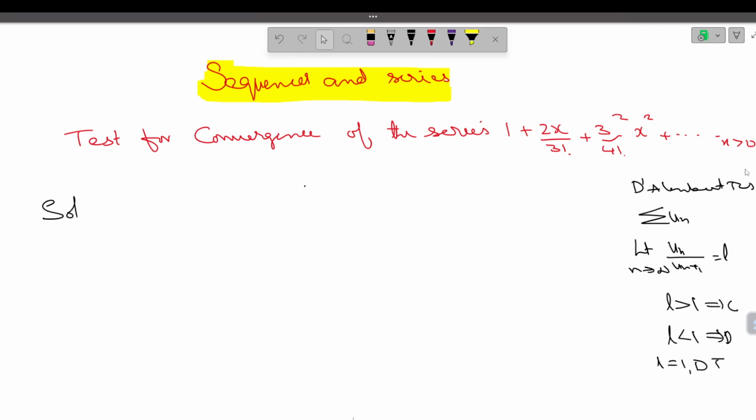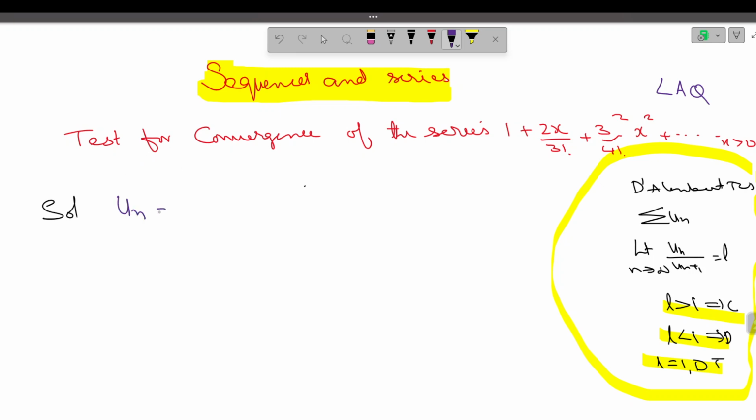What the D'Alembert test says: if Σun is a positive term series and limit n tends to infinity of un/un+1 equals L, then if L is greater than 1 it is convergent, less than 1 divergent, and equal to 1 the test fails. This is a long question problem, so we have to apply two tests.